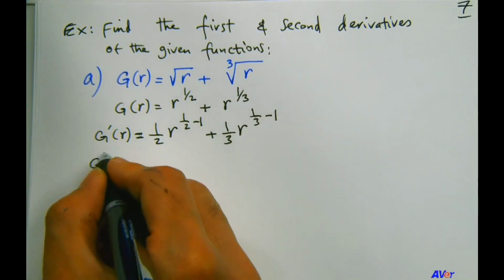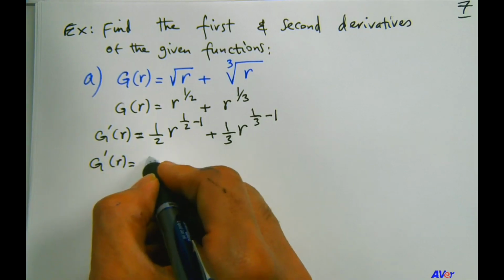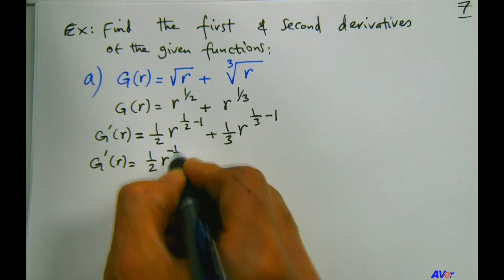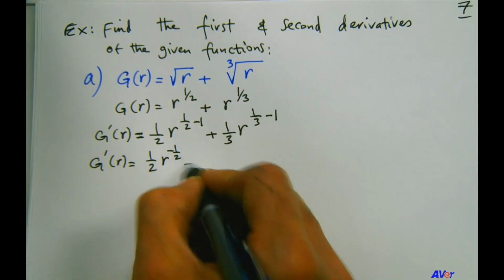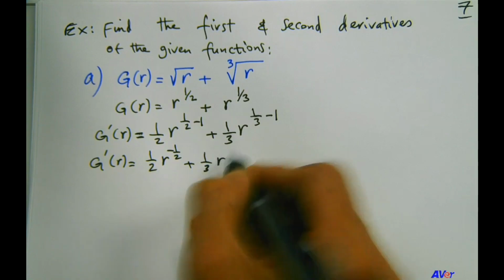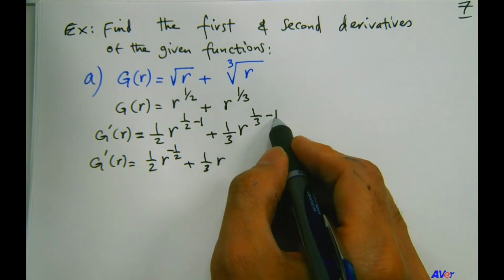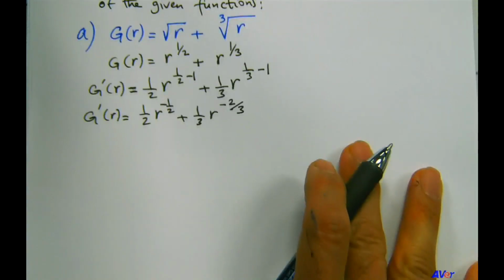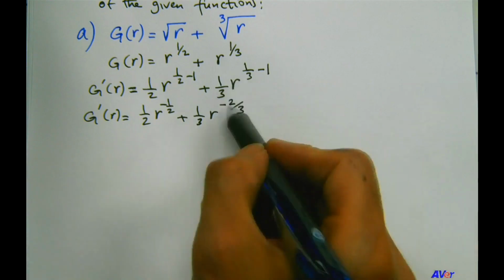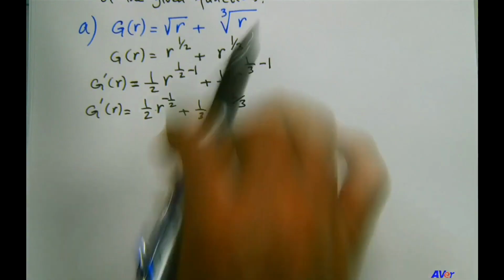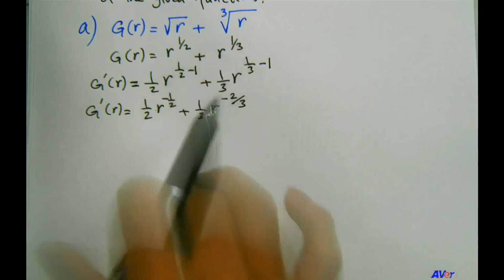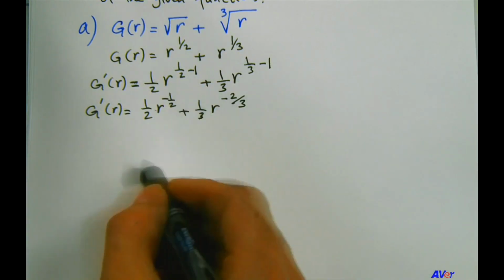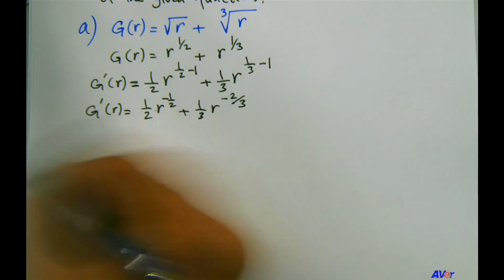Okay, let's simplify. So g prime of r is equal to 1/2 r to the minus 1/2 plus 1/3 times r to the 1/3 minus 1, that would be minus 2/3, right? So minus 2/3. Okay, so definitely we don't want to leave these powers as negative, but I'm going to leave a little bit of a blank space here, and then jump to the second derivative. We can do that later too.